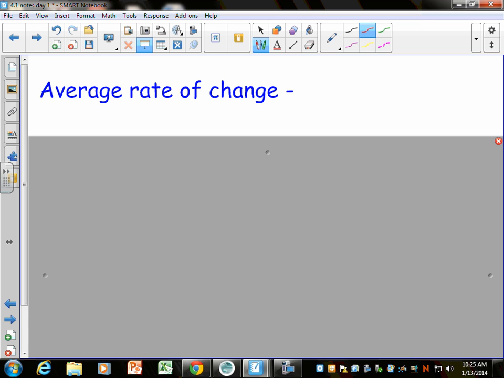Average rate of change is just another word for slope. So when they talk about the average rate of change, just know that they're asking you for the slope. So on a test, if I ask you for the average rate of change, I will not tell you, hey, I mean slope. You have to know that. But hopefully you know that slope is the rate of change of your graph, so that will be easy to do.